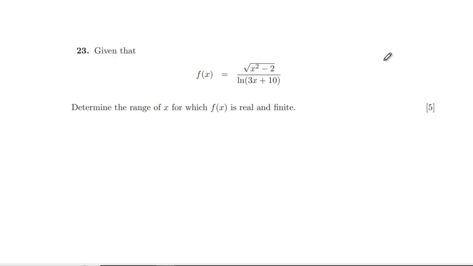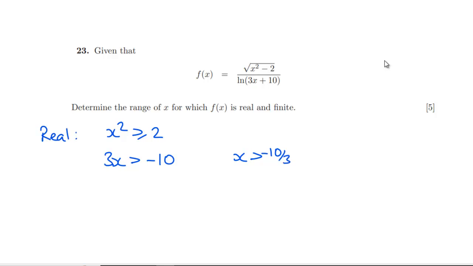Right, so the last question, just for 5 marks. This is our f of x. Determine the range of x for which it's real and finite. So if we want it to be real, then we need that x squared has got to be greater than or equal to 2. That's for the numerator. For the denominator, we can't have negative inside, so we need that 3x has to be greater than minus 10. Well, we can't have 0 either. So for real, we need that x is going to be greater than minus 10 over 3.